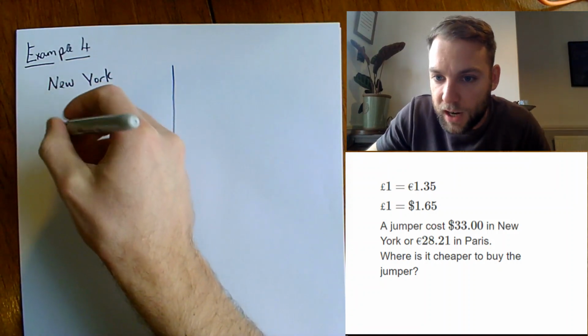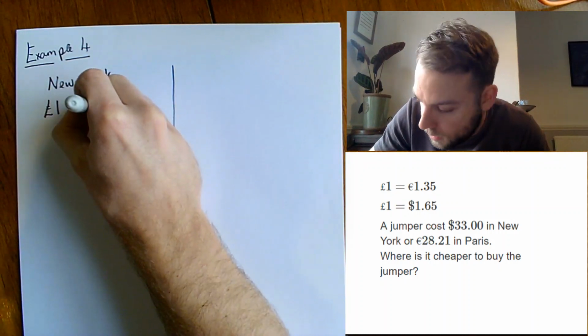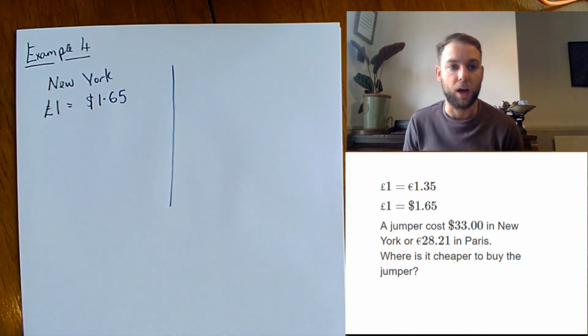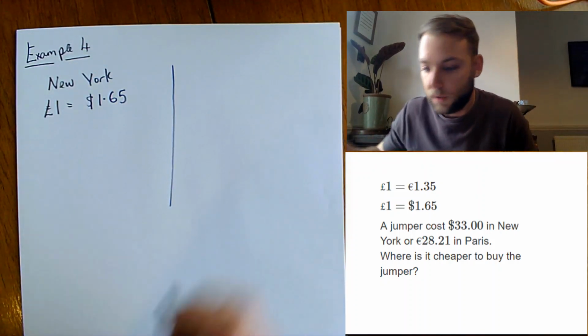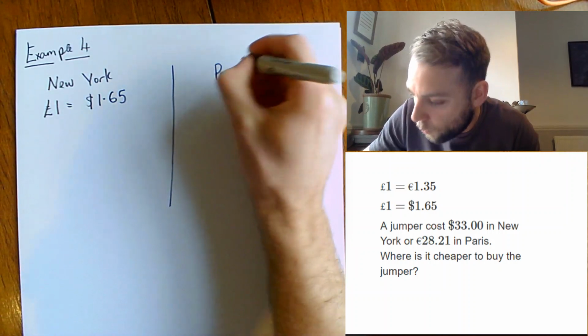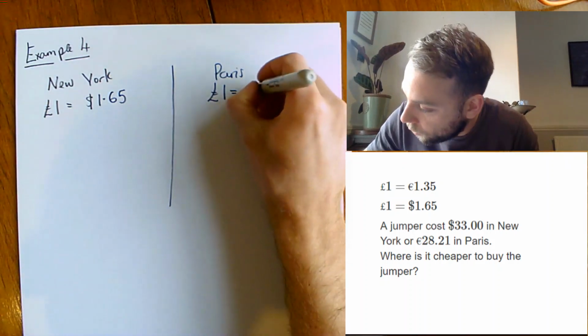Let's write down the exchange in New York, which is £1 is equal to 1.65 dollars. And in Paris, is it? Yeah, Paris, we have £1 is equal to €1.35.